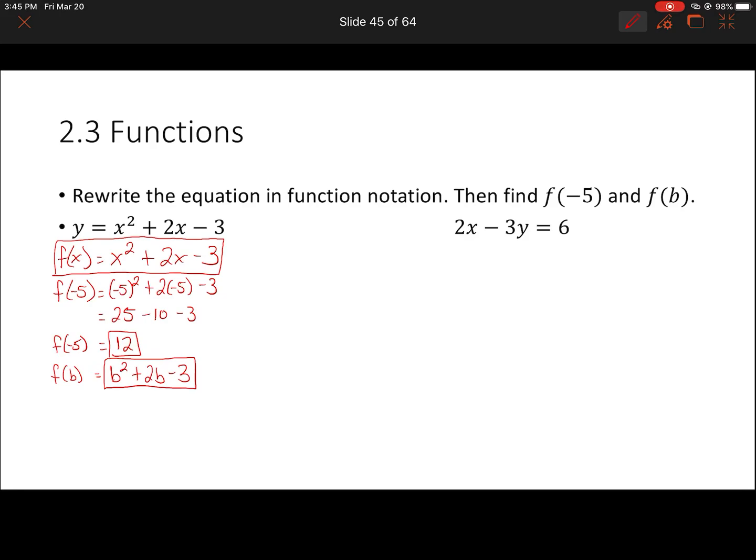Now, I'd like you to work this next one on your own. So I'm going to give you about 5 seconds to pause the video, work it, write it in function notation, find f of -5 and f of b, and then I'll work it for you in just a second. So give you 5 seconds.